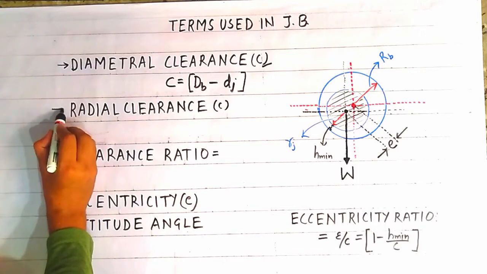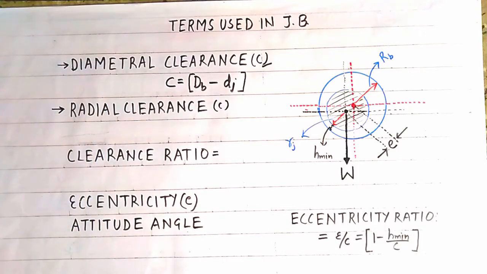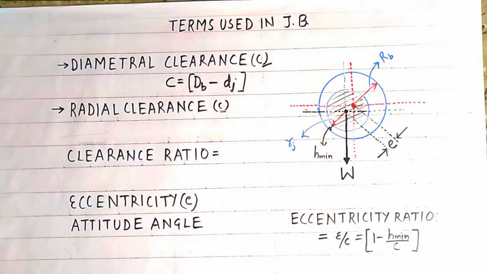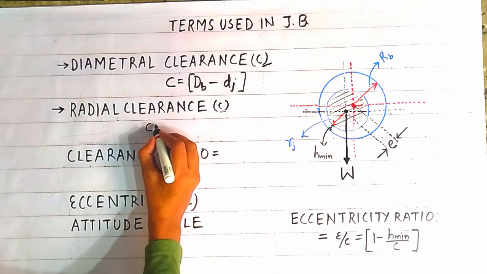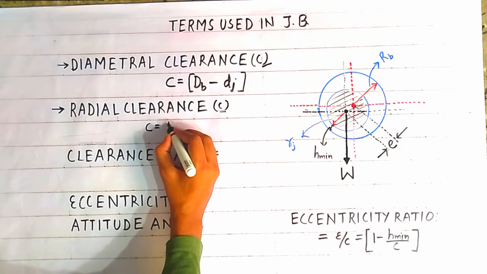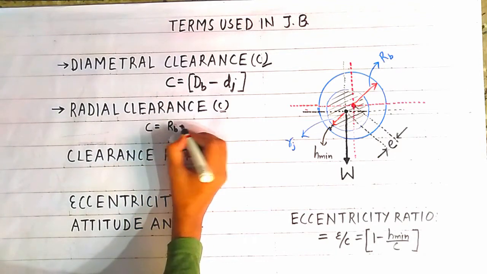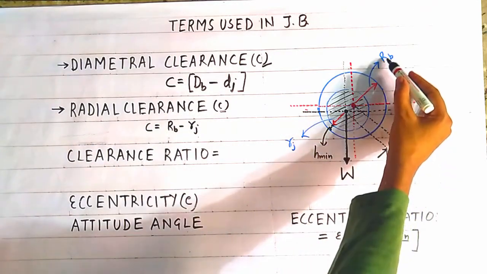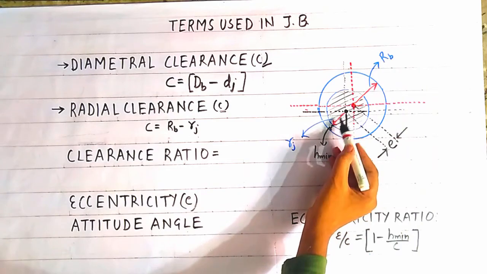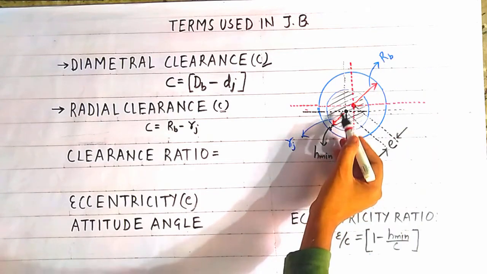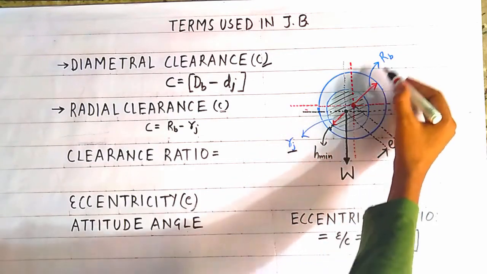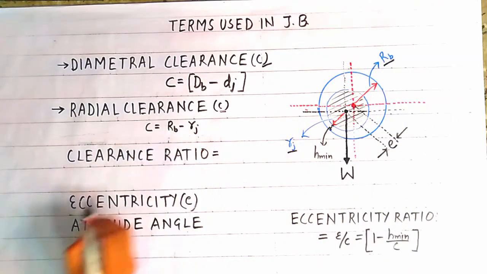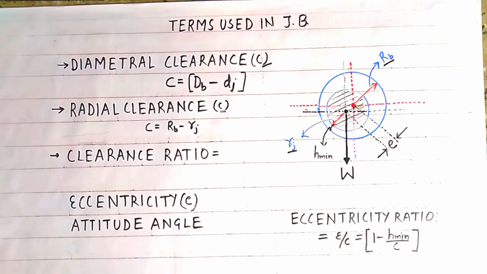And the second term is the radial clearance. The radial clearance, denoted by small c, is equal to the radius of the bearing minus the radius of the journal. If this is the radius of the bearing, RB, and RJ is the radius of the journal lying inside the bearing, then the radial clearance c is equal to RB minus RJ.